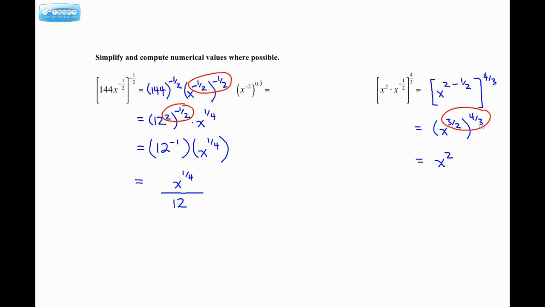Again, if you can't see how I went from this to this, I'll just show you the fraction. 3/2 times 4/3 equals. So those cancel. But 4/2 is the same as 2/1. So that's just 2/1, which is 2. So that's how I got this exponent here.